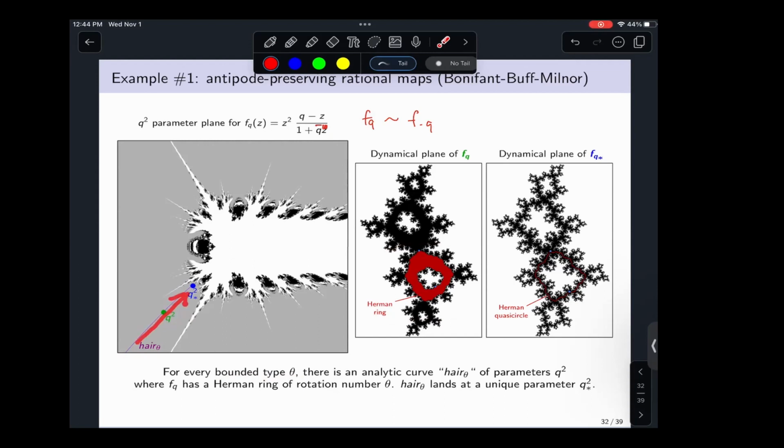And then along the hair here, as I move along and go even further, what happens is the modulus is varied, and actually it goes to 0. And by our result, in fact, this hair lands, and it lands at a point. And the landing point here will be the limit of these Herman rings, which will be a Herman curve. It will be a Herman quasicircle. Okay? And by rigidity, actually, this accumulation set is in fact just a single point.